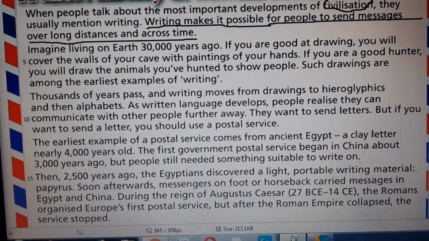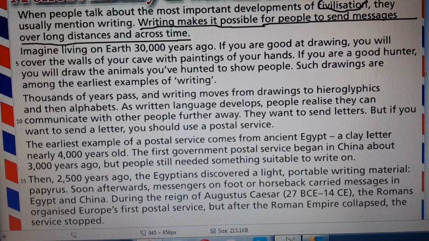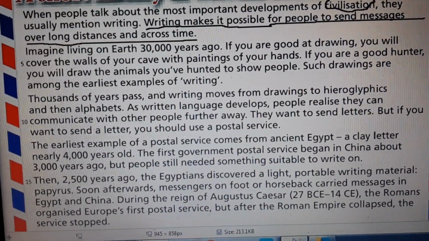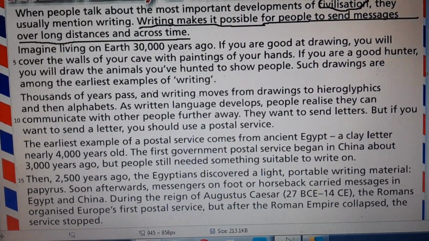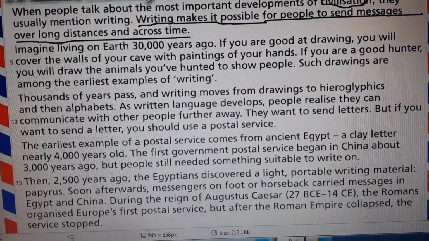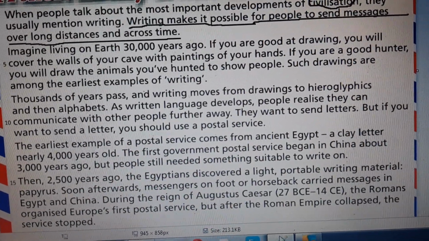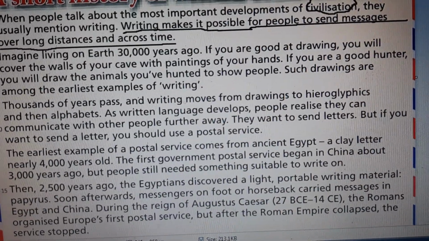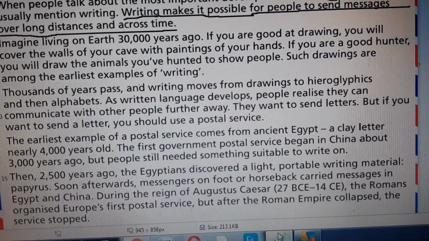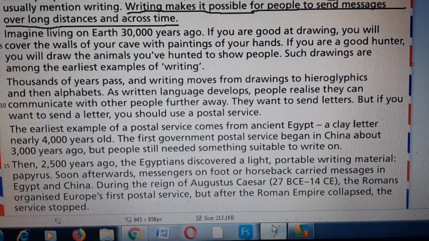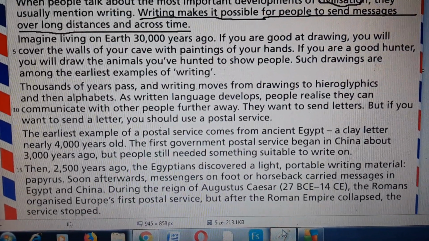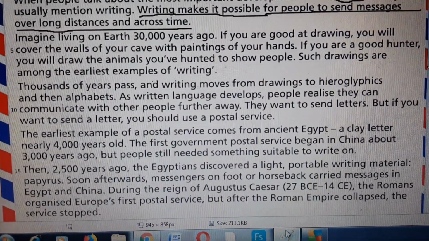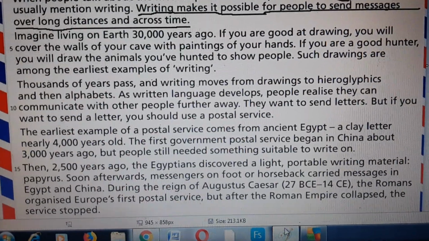The portable writing material is papyrus, and we have two ways that messengers can use to carry messages: on foot or on horseback. The postal service stopped when the Roman Empire collapsed.